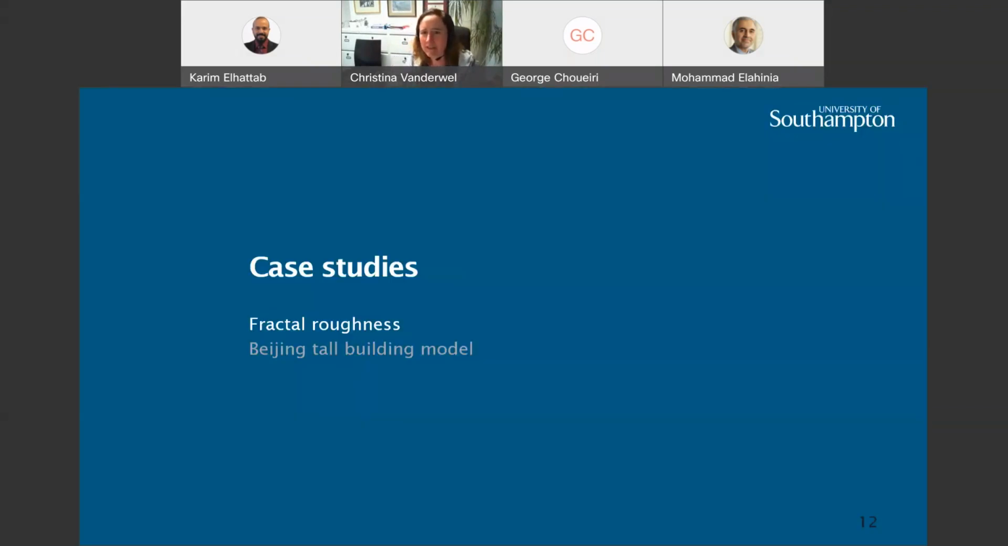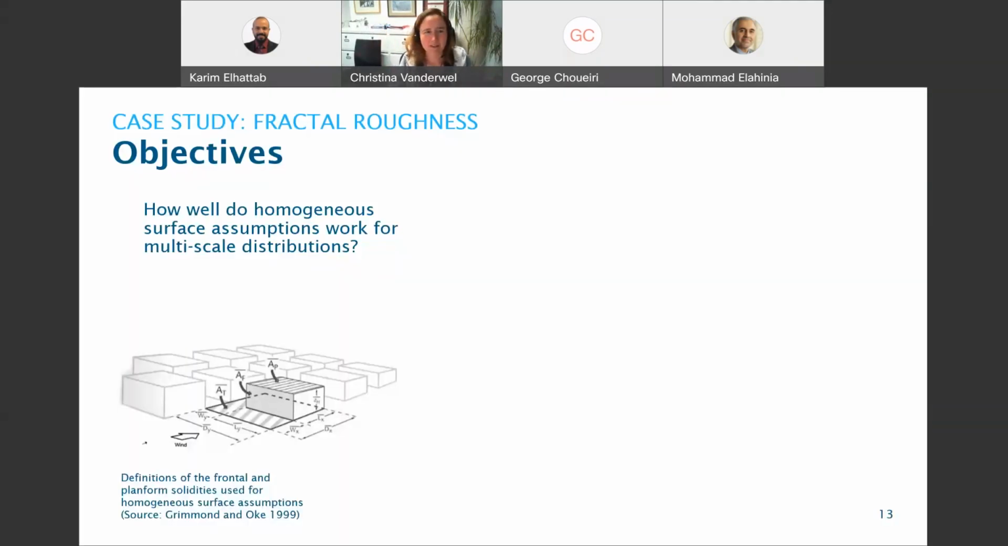So let's go right into that first case study. And this is the fractal case study of our fractal idealized city. The objective of this study was, well, how well do these homogeneous surface assumptions work when we have multi-scale distributions?